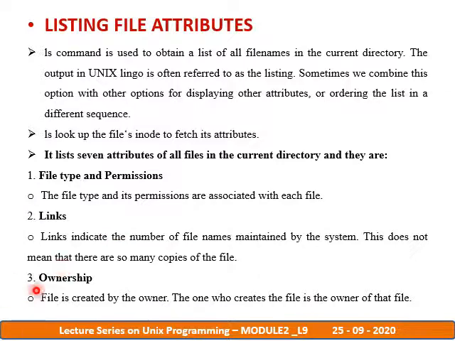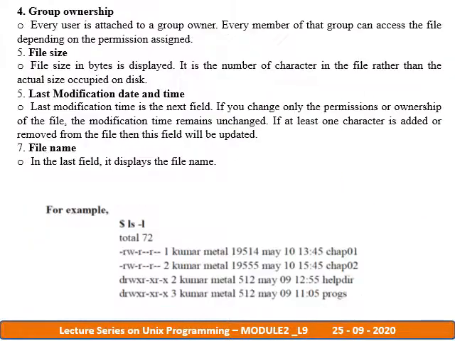Third property is the ownership of that file. Whenever the file is created by the owner or the user, the one who is going to create the file will become the owner of that file. So the user who is logged in with the username, whatever username we give through the Unix environment, becomes the creator of that file. So that particular username is considered the owner of the file.